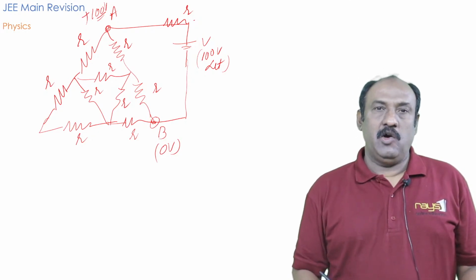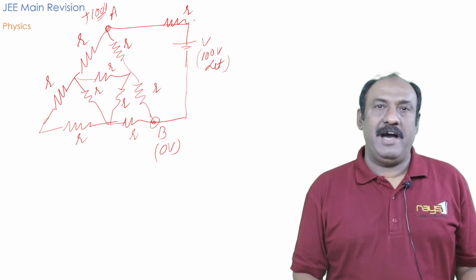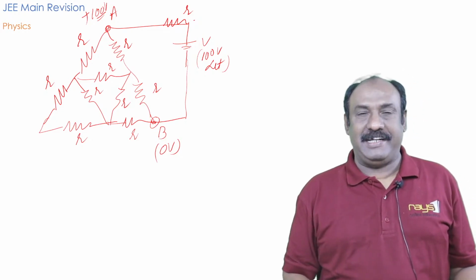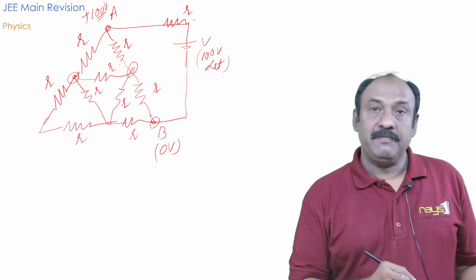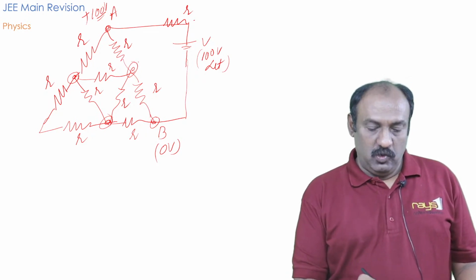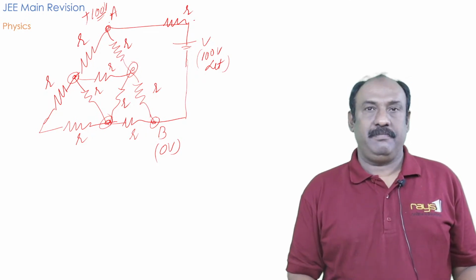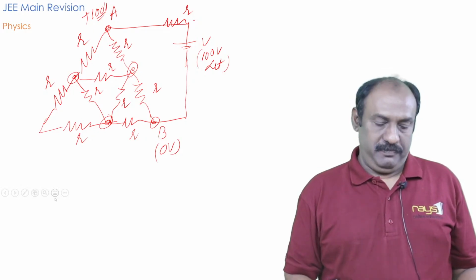Now you have to identify the junctions. What is a junction here? It is a point where more than 2 resistors are connected. So this is one junction, this is another junction, this is another junction. So how many junctions are there? 1, 2, 3 along with A and B. At A and B I represent the potentials as 100 volt and 0 volt.